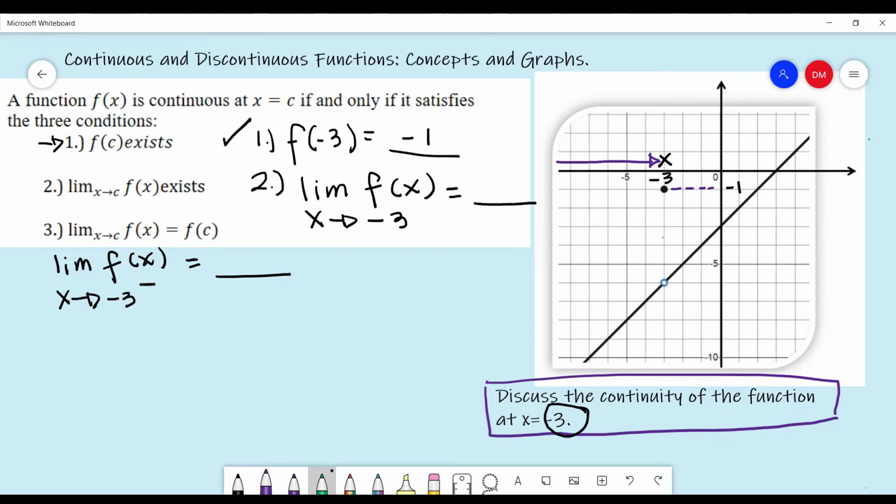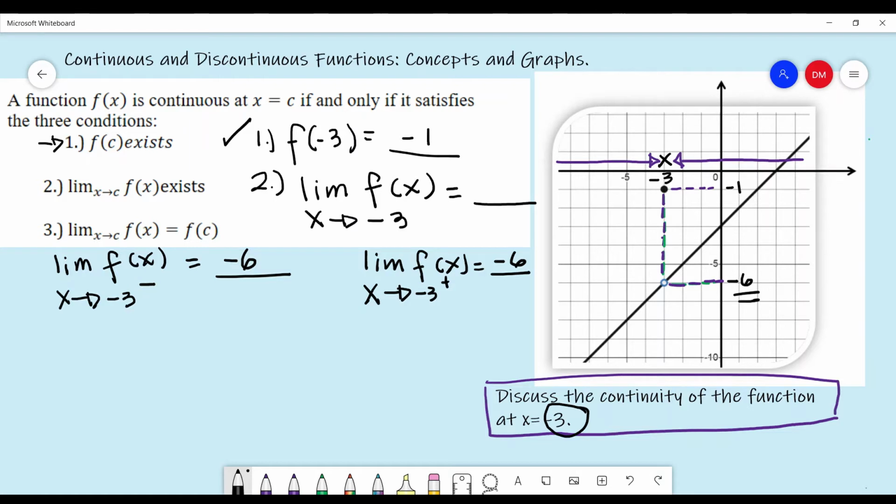So what is the output? Let us see. Negative 6. So our answer here is negative 6. So the left hand limit is negative 6. This time we will solve for the right hand limit. Limit of f of x as x approaches negative 3 from the right. Okay, so as x approaches negative 3 from the right, what is the output? Let us see. So again the same, negative 6.